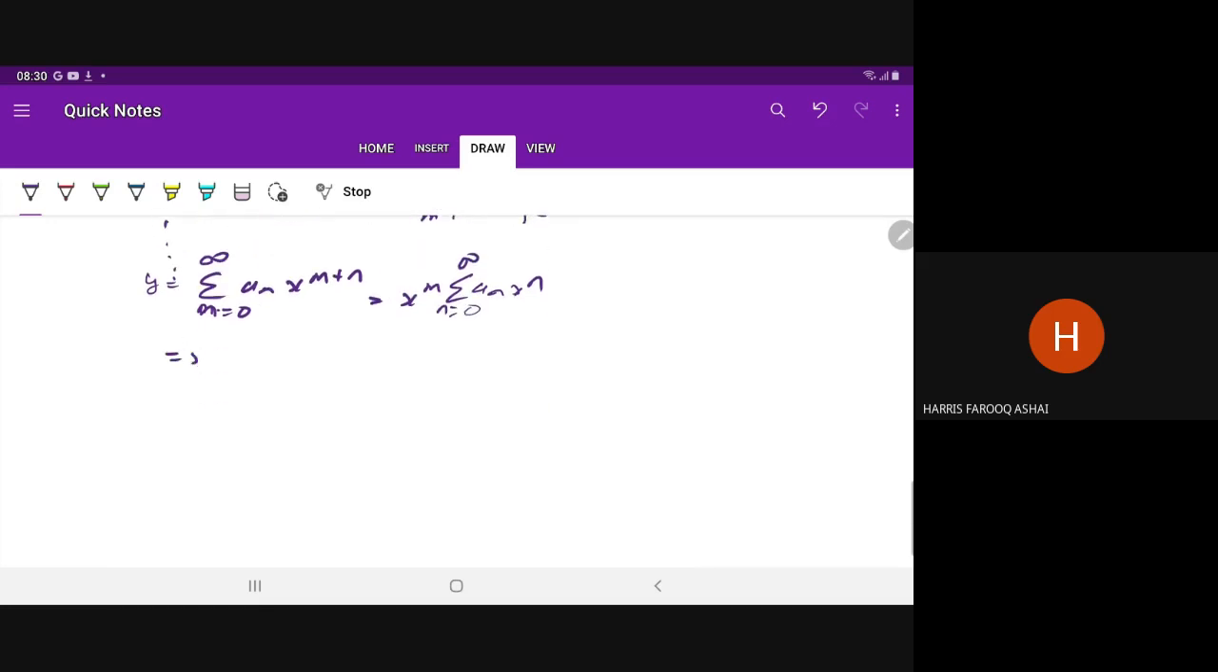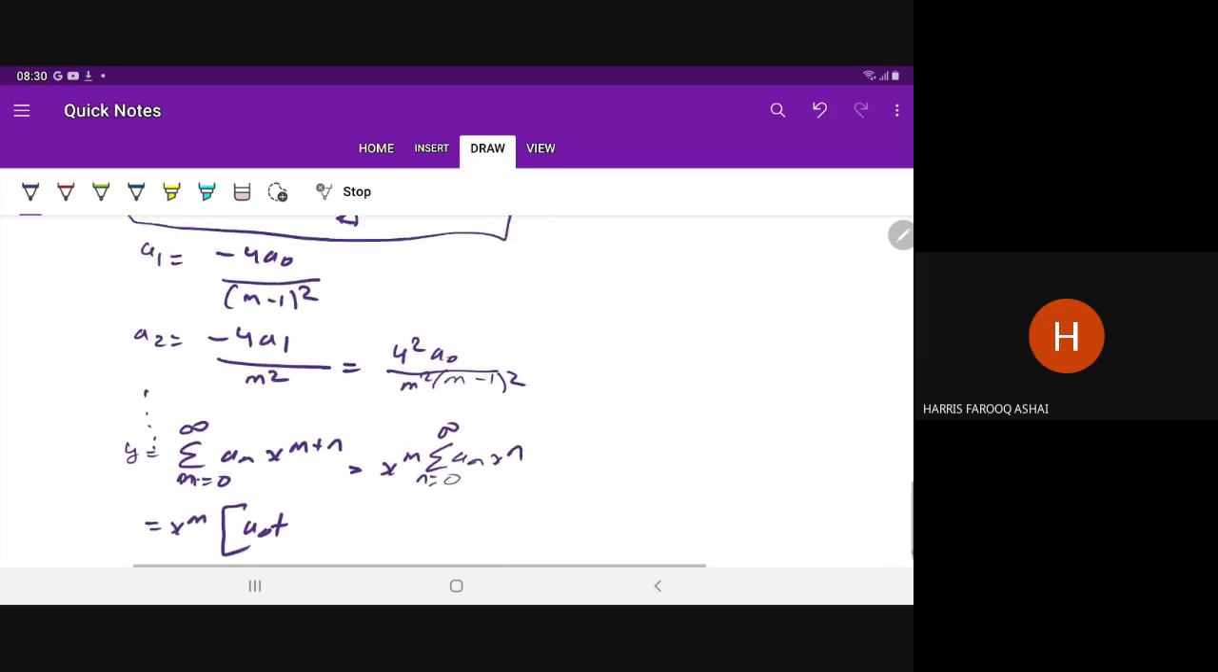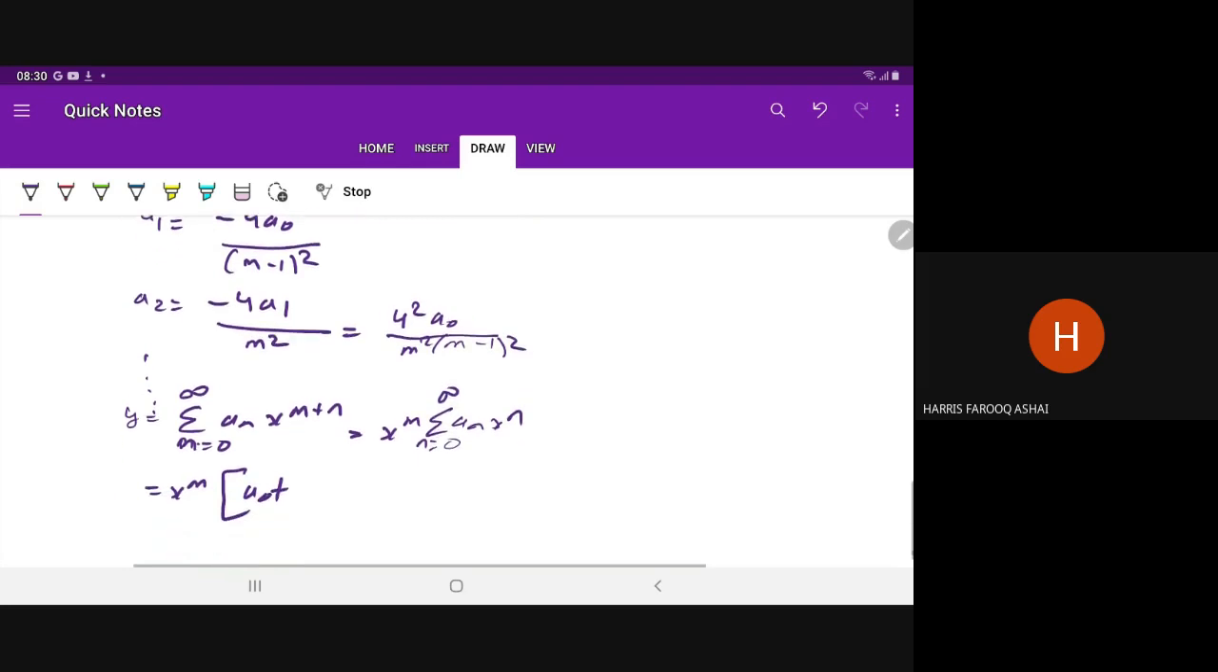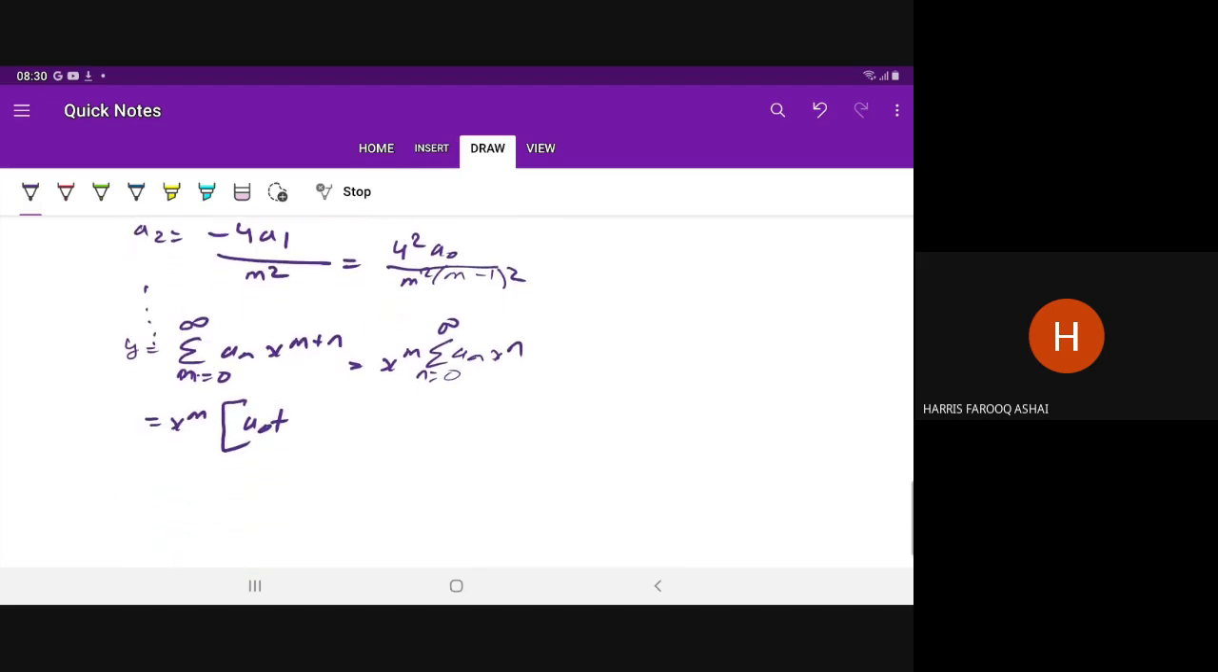So here we write x to the power m and a naught plus, what is a1? A1 is minus 4 a naught upon (m minus 1) whole square into x, that is the a1, plus a2, so a2 is 4 square a naught upon m square (m minus 1) whole square into x square, and so on. So that is your y.